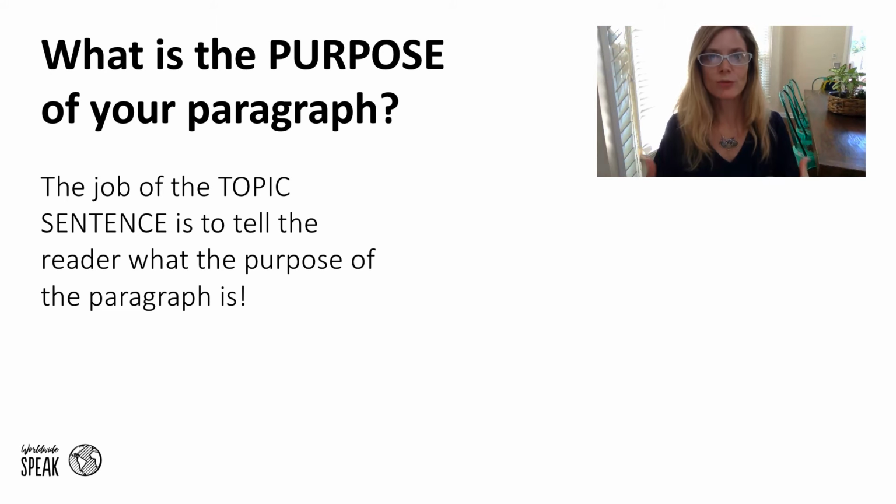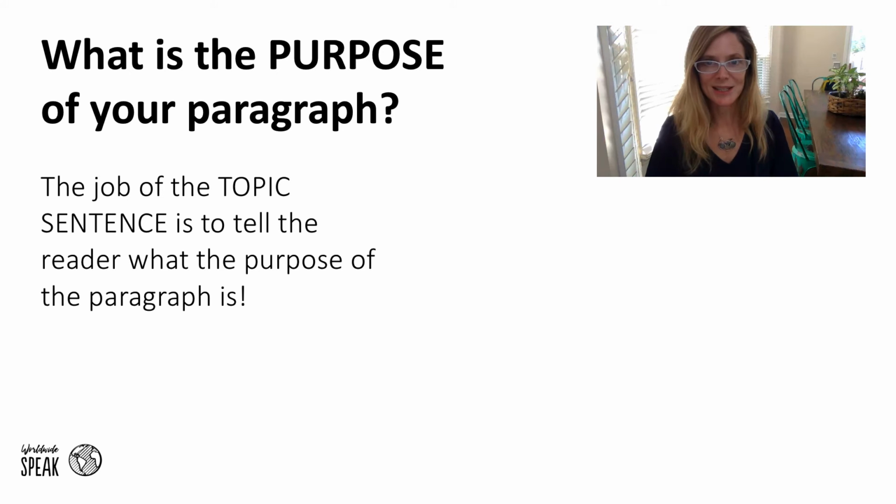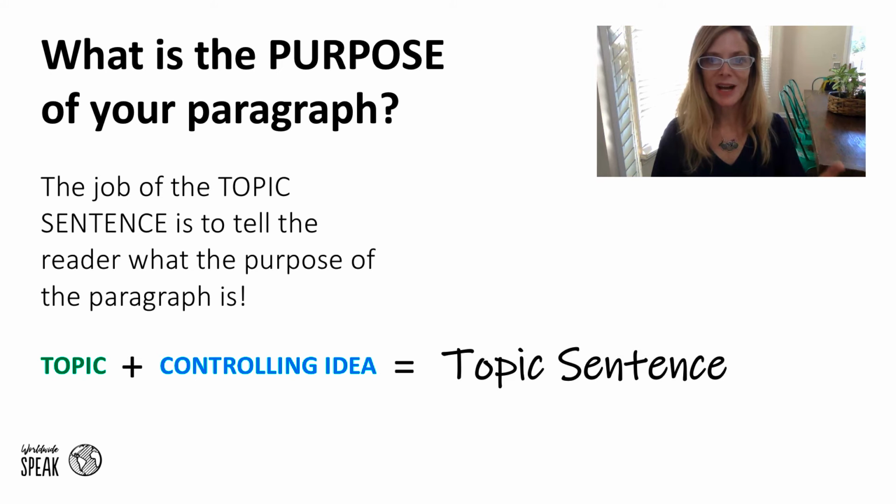You need to know that before you begin writing your topic sentence so you can be certain that your topic sentence tells the reader exactly what's going to be in that paragraph, and you know the purpose or the job of that paragraph is to talk about the topic and focus on your controlling idea. So when you have a topic plus a controlling idea, you get a topic sentence. The topic is the subject you're talking about, and the controlling idea is the focus. That is how you have a strong, clear topic sentence.